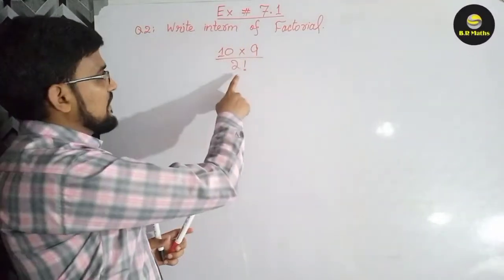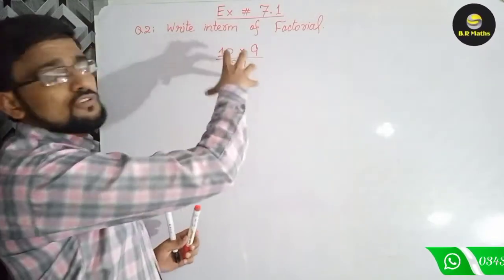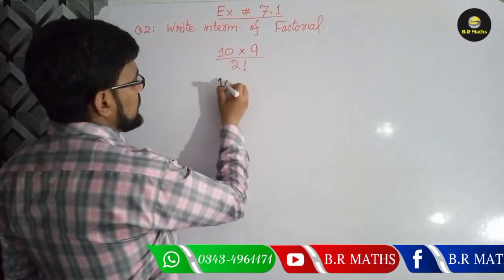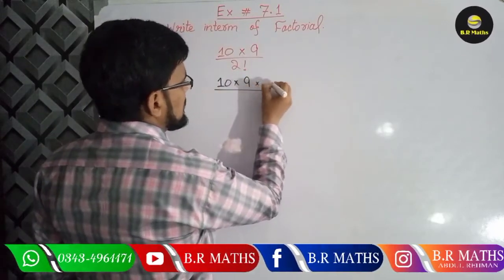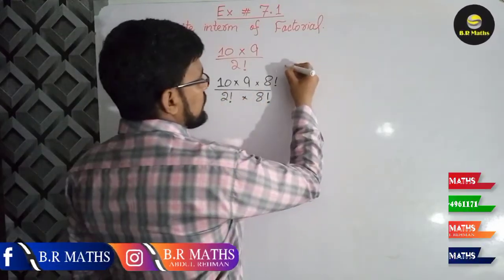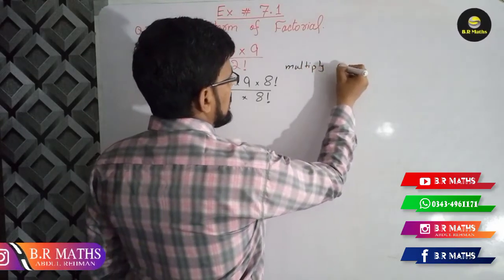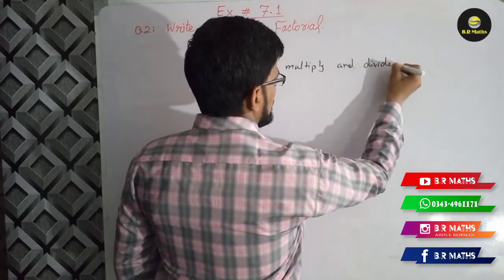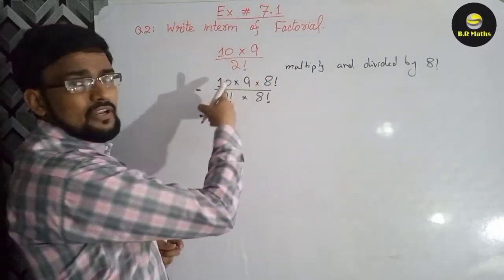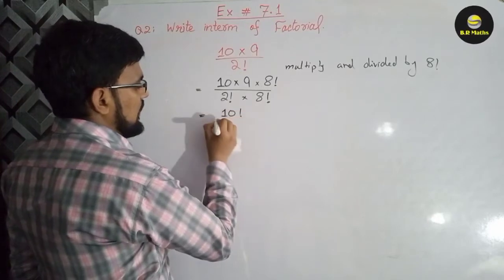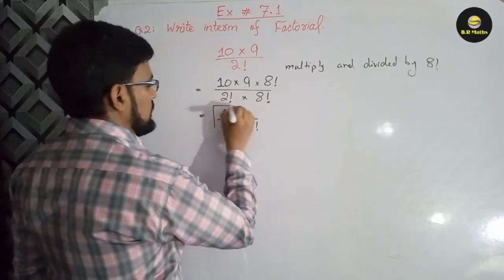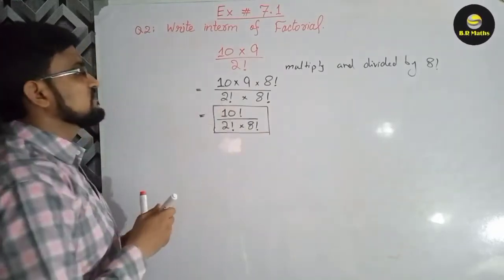8 multiply 9 and divided by 2 factorial. Okay, so convert the whole term into factorial form. Similarly to the previous question, 10 multiply 9 multiply 8 factorial, 2 factorial as it is, then divide by 8 factorial, because similarly we multiply and divide by 8 factorial. So in the numerator it becomes 10 factorial and in the denominator 2 factorial, 8 factorial. This is a very simple question.